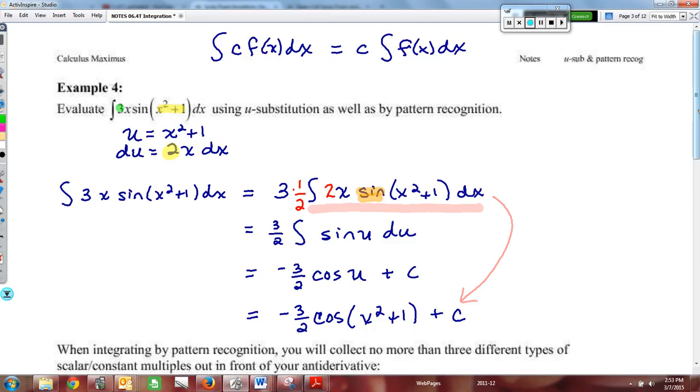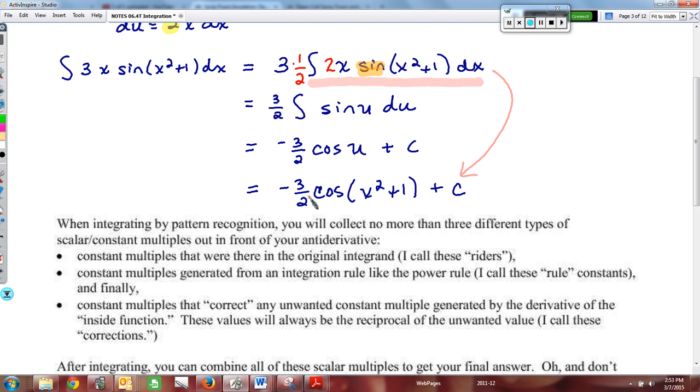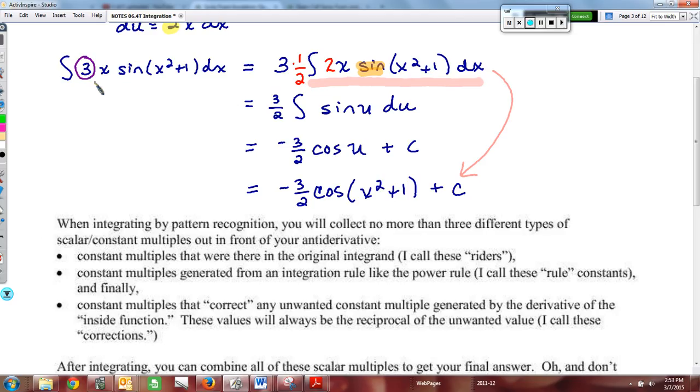Okay. Now let's take a look at some things about when we do this pattern recognition. Notice that in this case I had an extra constant I didn't need, and I just pulled it out, and it rode along with me all the way to the end. So it was in the original problem. Okay, I'm going to color code. Let's do this purple. So this one right here was in the original problem. I moved it out, but do you notice that it has ridden along the entire way? It was unnecessary to the integration, but I can't just ignore it, so it rides along.